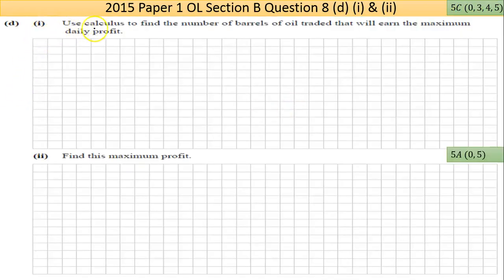Now, part D here says use calculus. So calculus is another word for differentiation, to find the number of barrels of oil traded that will earn the maximum profit. So you're looking for a max and min here. We've done them before in 2016. When I see anything to do with profit or with a graph like that, I'm kind of expecting a max and min question. It may not always be that way.